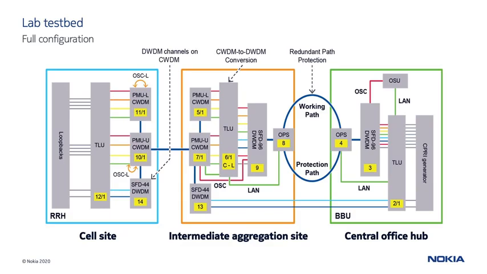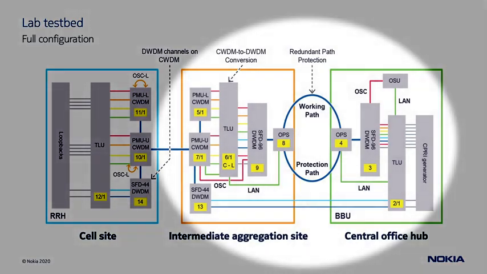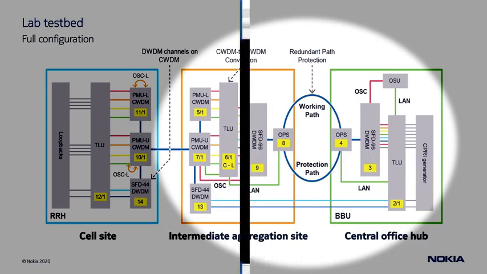This lab aims to check the status of the two OPS devices and to resolve any blocking condition to recover the full functionality of the protection system. As depicted in the network diagram, there is a protected ring between the central office hub and the intermediate aggregation site, which is managed by two OPS devices. Let us connect and verify the status of those packs.